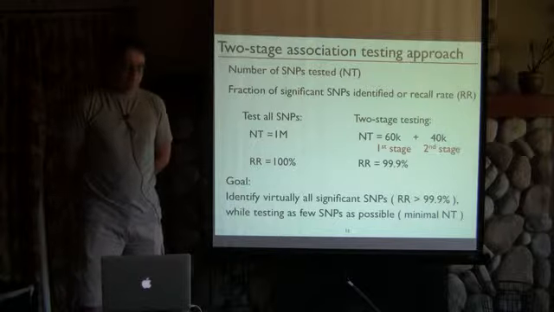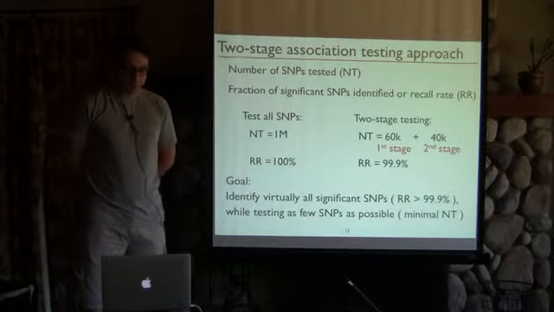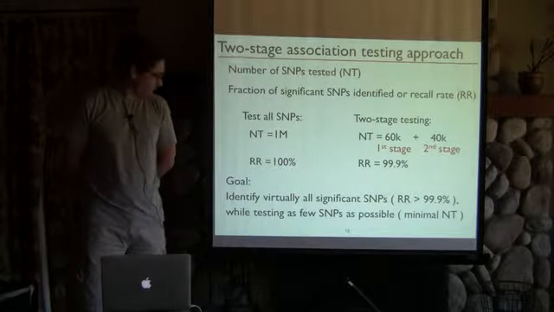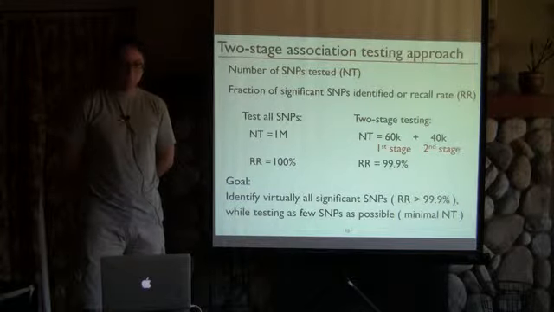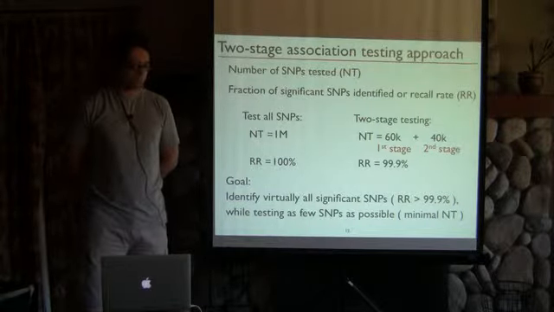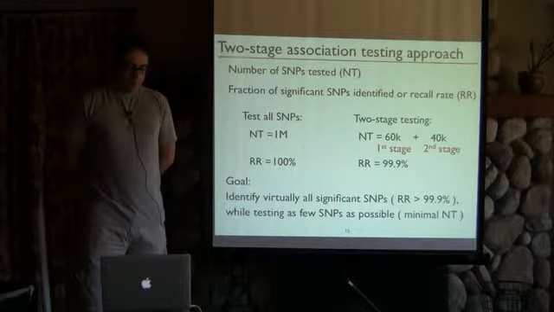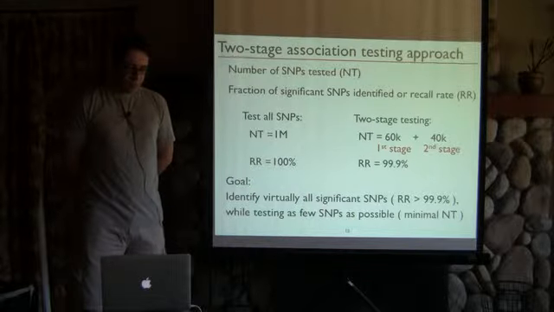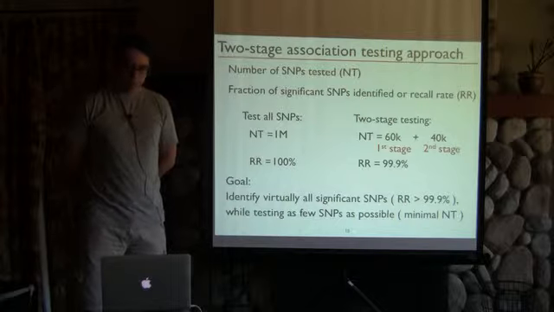To develop our method, we are going to introduce 2 metrics. The first is the number of SNPs tested. This is going to be relatively the computational cost. And the second metric we are going to use is the fraction of the significant SNPs we identify. We will call this the recall rate. If we use the traditional approach where we test all the SNPs, let's assume we have a million SNPs. We test all the SNPs, so our NT is going to be 1 million. And since we test all the SNPs, our recall rate is going to be 100%.